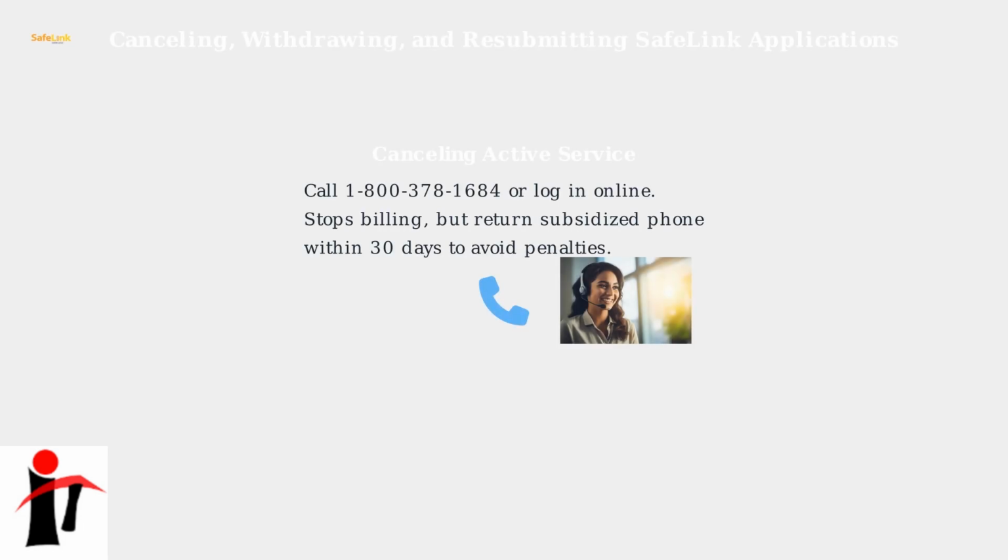Need to cancel, withdraw, or resubmit your SafeLink application? Here's how. You can cancel your active SafeLink service anytime by calling 1-800-378-1684 or logging into your account online. Canceling stops billing, but remember, you might need to return the subsidized phone within 30 days to avoid penalties.